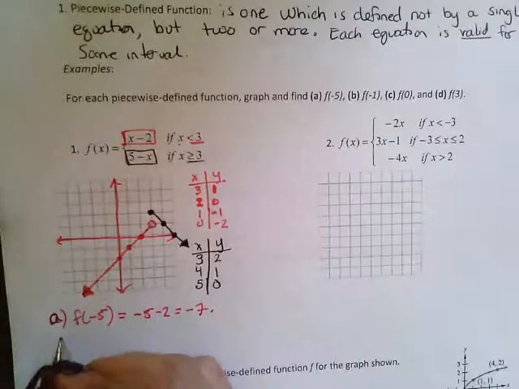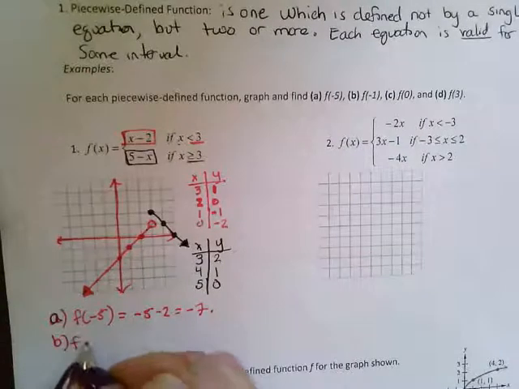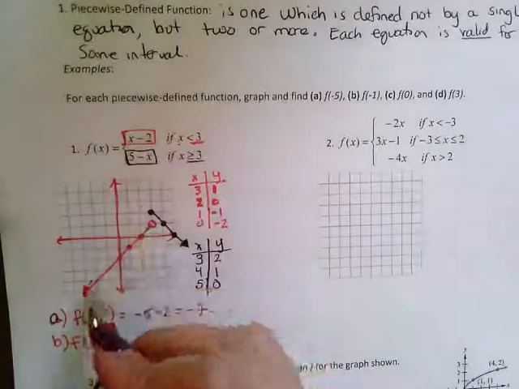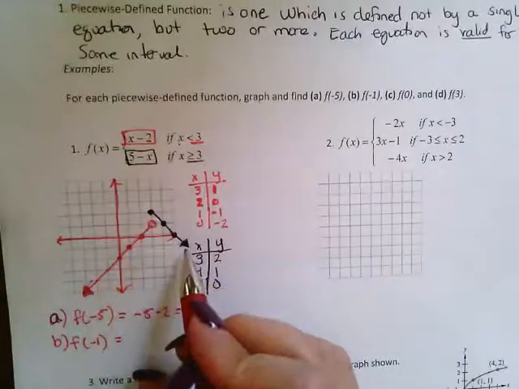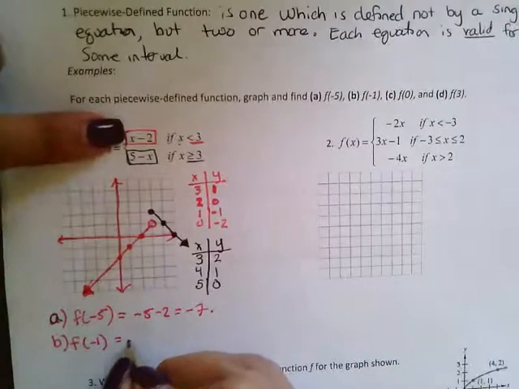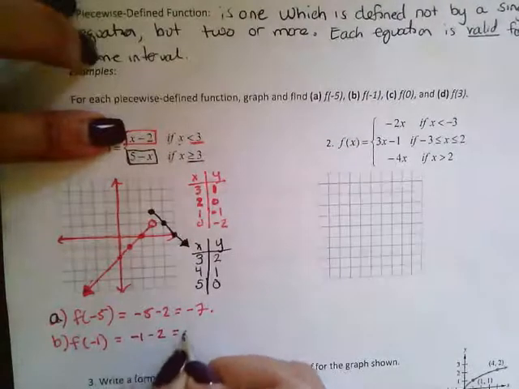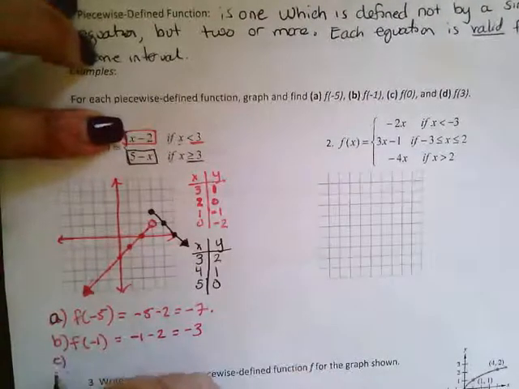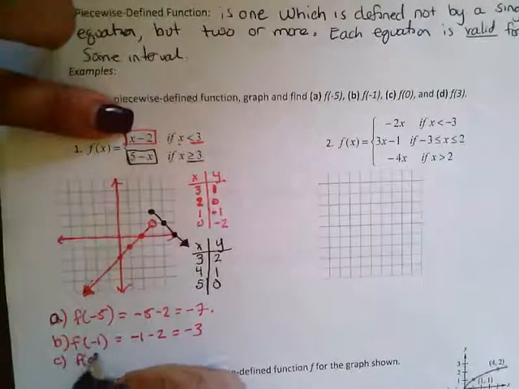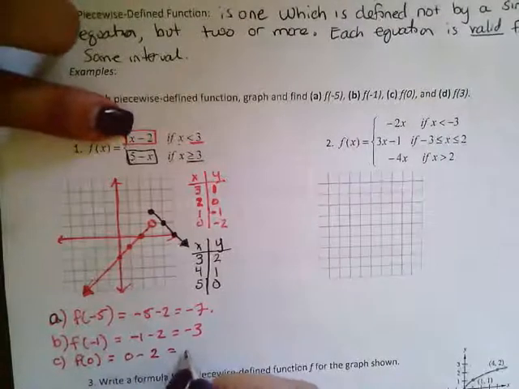Alright, for b, it's f of negative 1. So we are still using this function, because this other line is 3 and above. So for f of negative 1, we're going to use that top piece, and that's going to be negative 1 minus 2, which is negative 3. For c, it's asking for f of 0, and again, we're still in this top one, so 0 minus 2 equals negative 2.